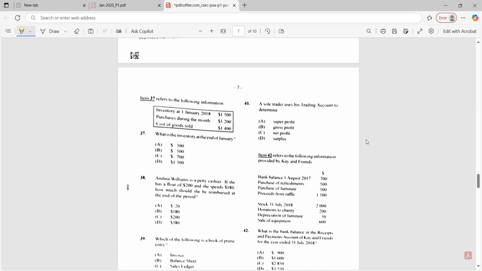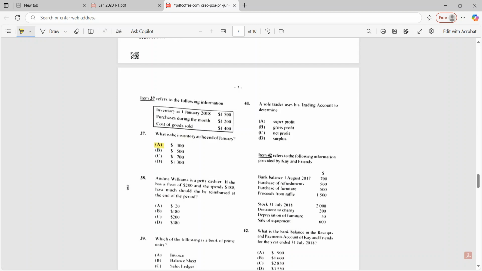Now, item 37 refers to the following information. What is the inventory at the end of January? We started January with $1,500. We purchased $1,200. So 1,500 plus 1,200 will give us 2,700. And then the cost of goods sold is 1,400. So we subtract 1,400 from 1,700, which will leave us with 300.